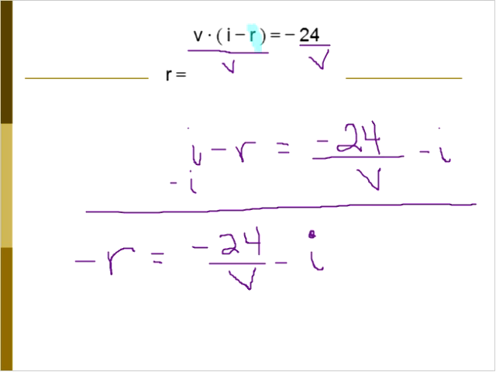Okay. And then I cannot leave r negative, so if I go ahead and I multiply everything through by a negative 1, this will turn into a positive 24 over v plus I. And then technically my plus sign shouldn't look like a T, so I am just going to rewrite that real quick there. Alright, so there would be my final answer for r.